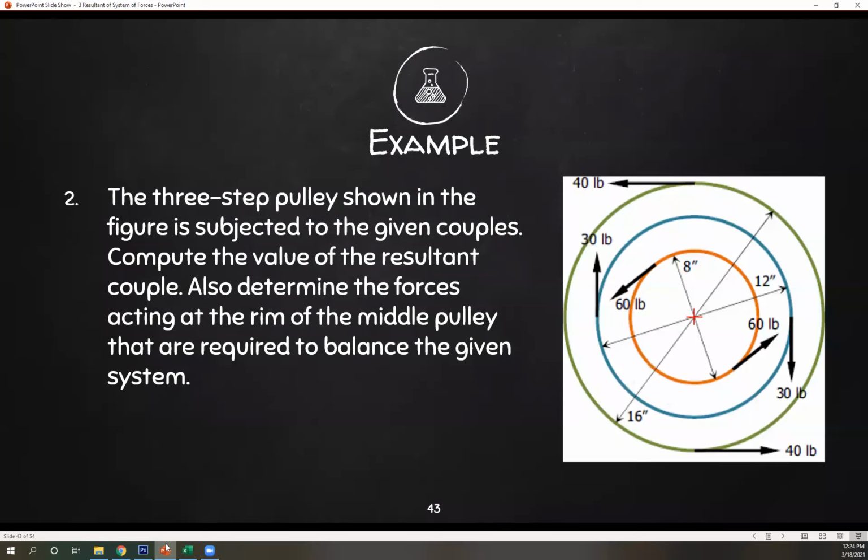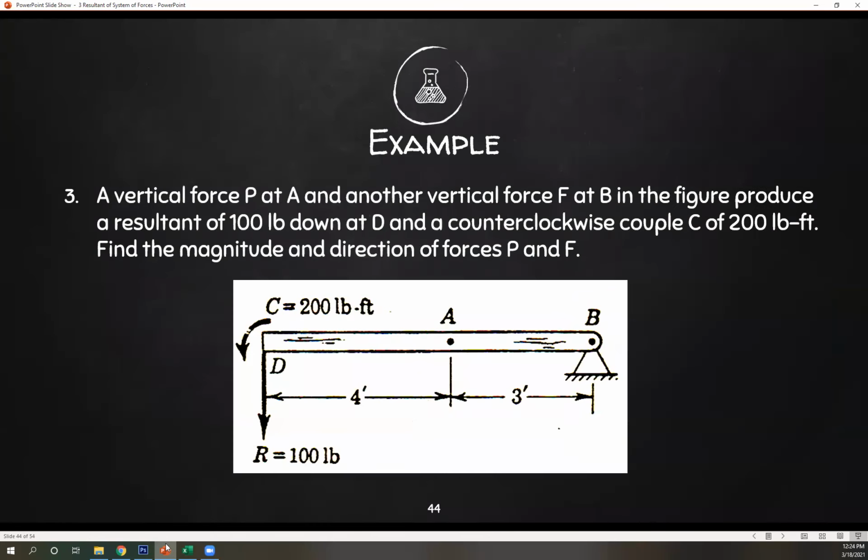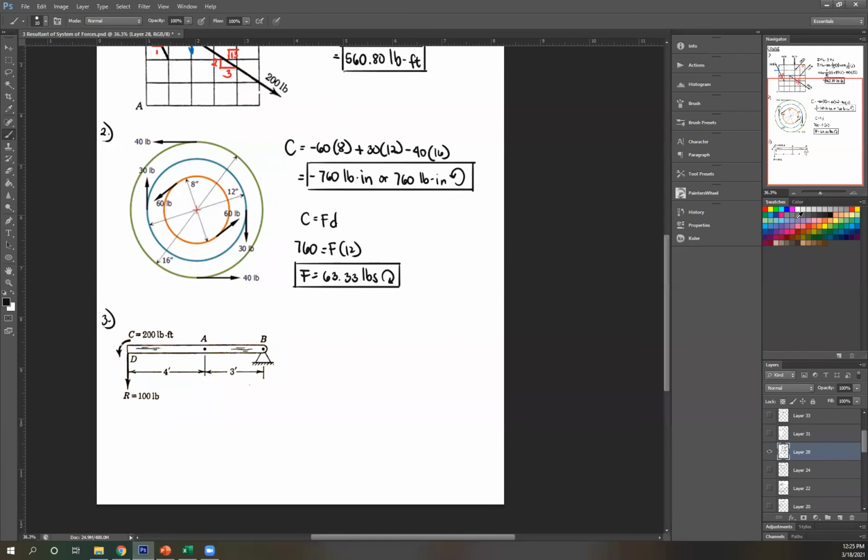And then number 3, a vertical force P at A and another vertical force F at B in the figure produce a resultant of 100-pound down at B and a counterclockwise couple C of 200-pound foot. Find the magnitude and direction of forces P and F. Once again, we have P at A, F at B. Direction is not given, so we have to guess first.